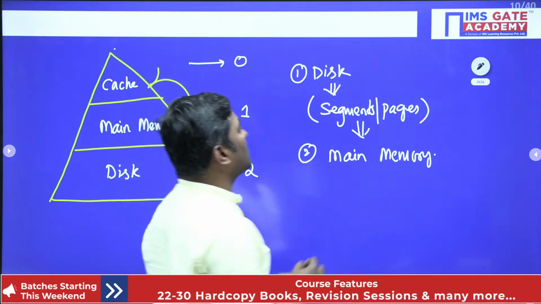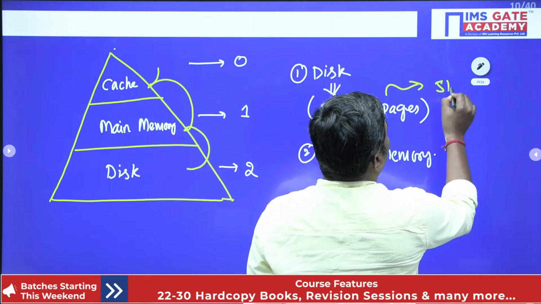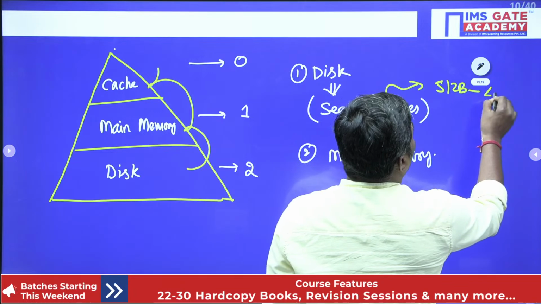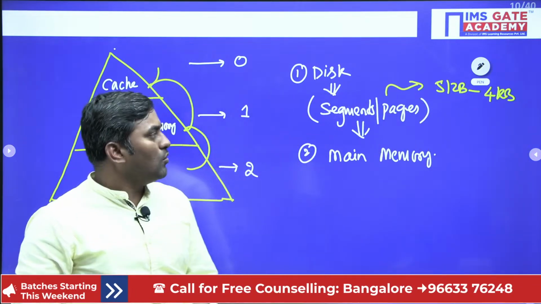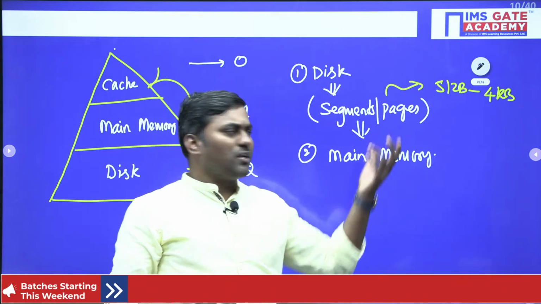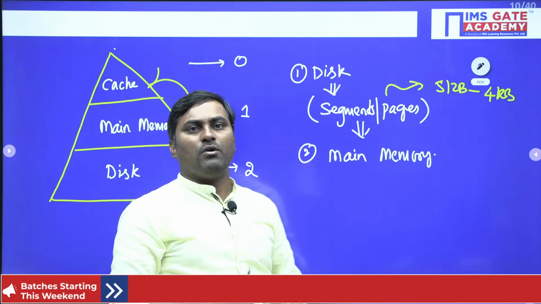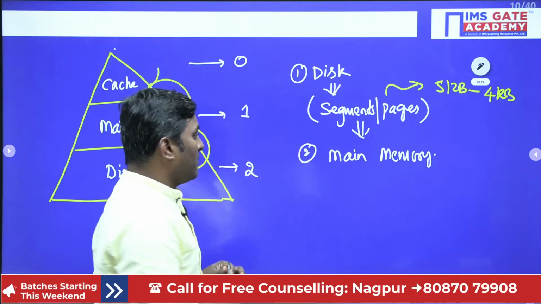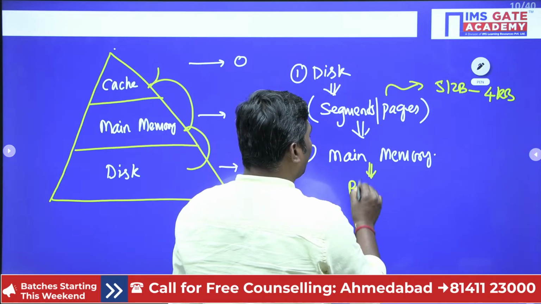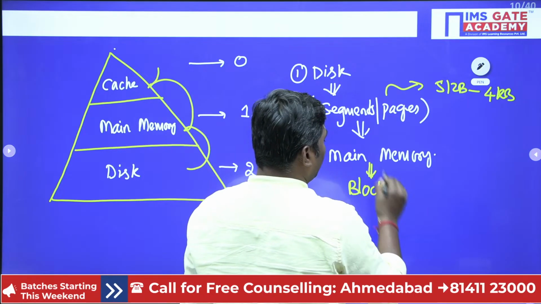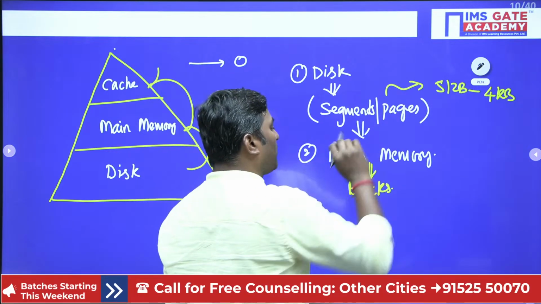The page size would be in the range of 512 bytes to 4 KB, even more also. This is the general range I have given; larger sizes can also come from disk to main memory. Now, in main memory, data is arranged in terms of blocks. Getting my point? Blocks. So segments or pages are broken up into blocks.